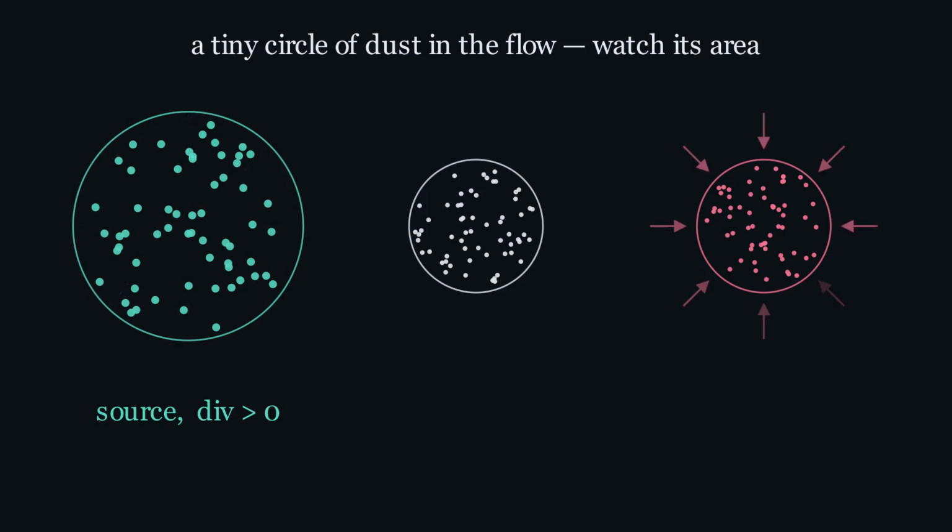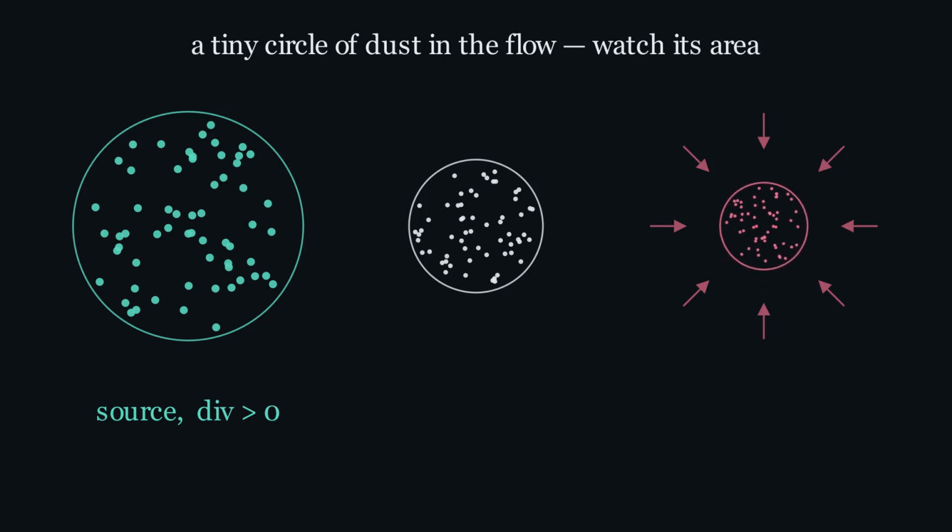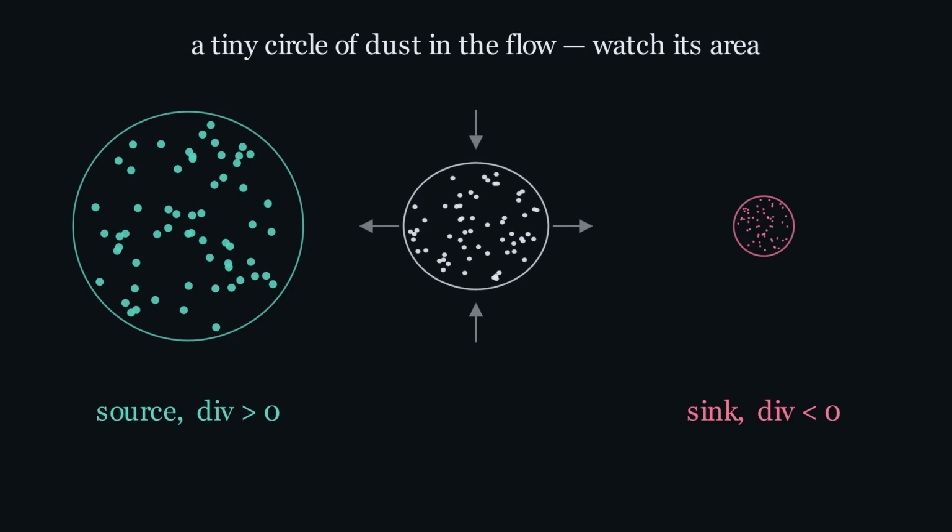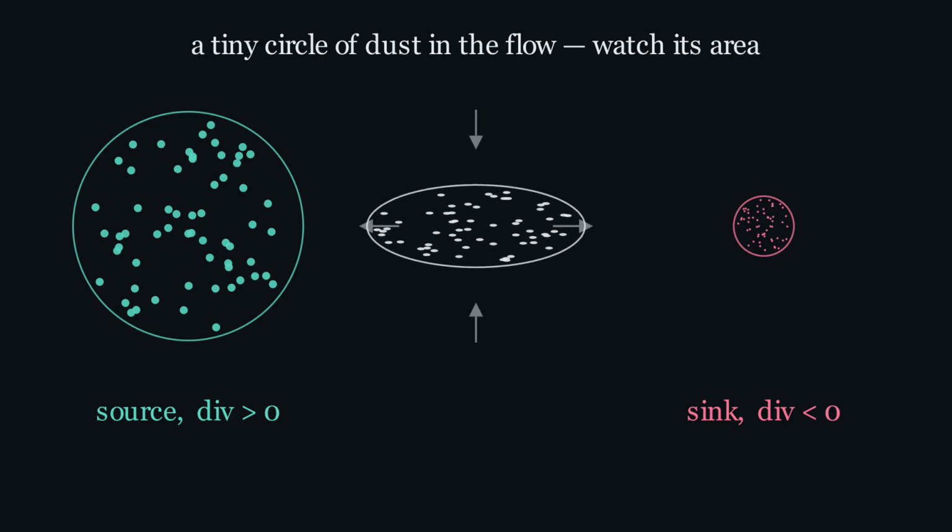Water is effectively being created at that point. It's a source. Stuff is flowing out faster than it flows in. Negative divergence, sometimes people call it convergence, means the circle shrinks. It's a sink, a drain, water disappearing down a hole. And zero divergence is the interesting boring case. The circle can move, it can even change shape, squish into an ellipse, but its area stays exactly the same.